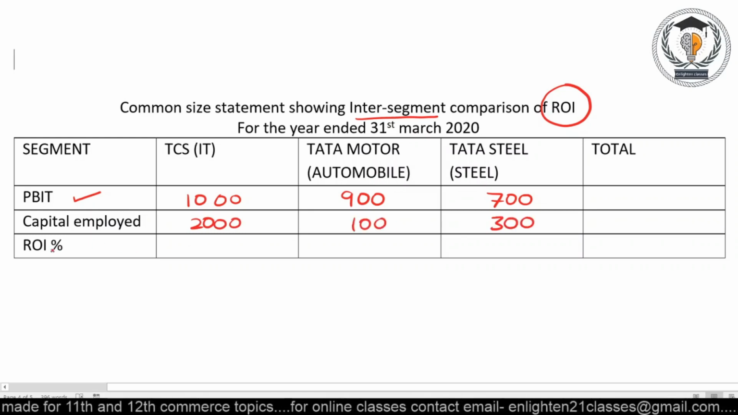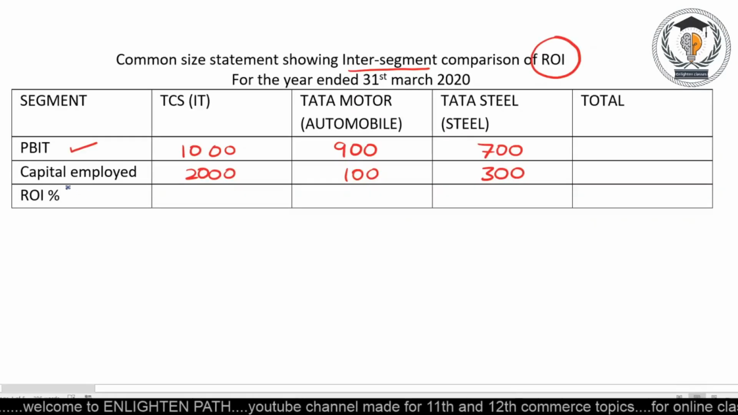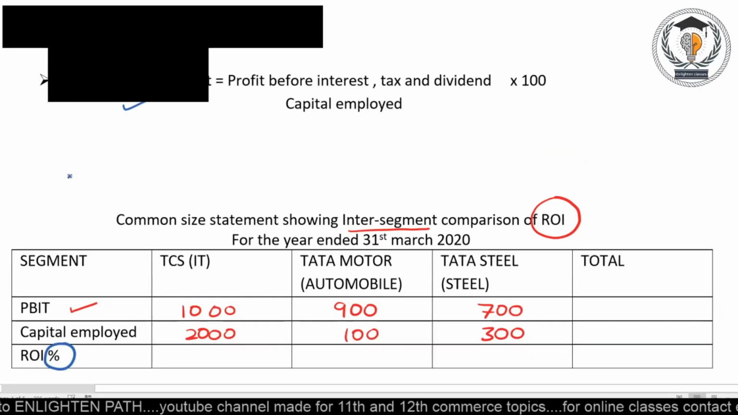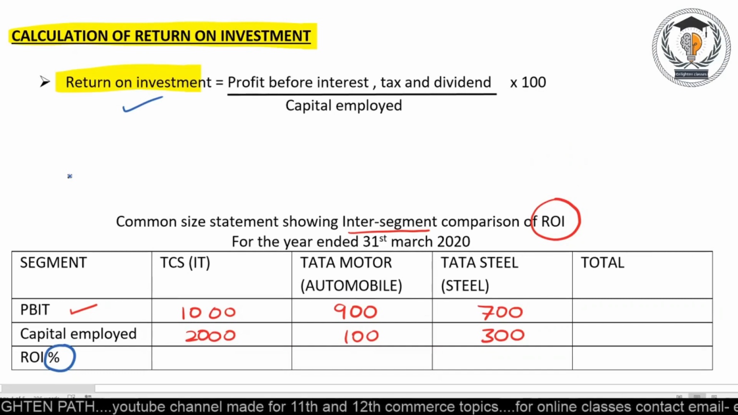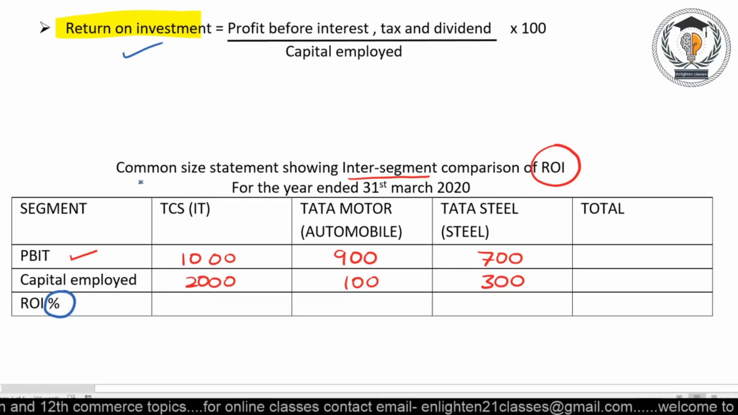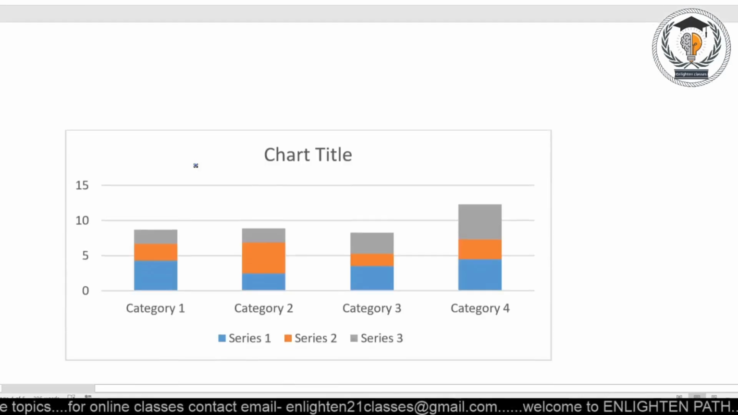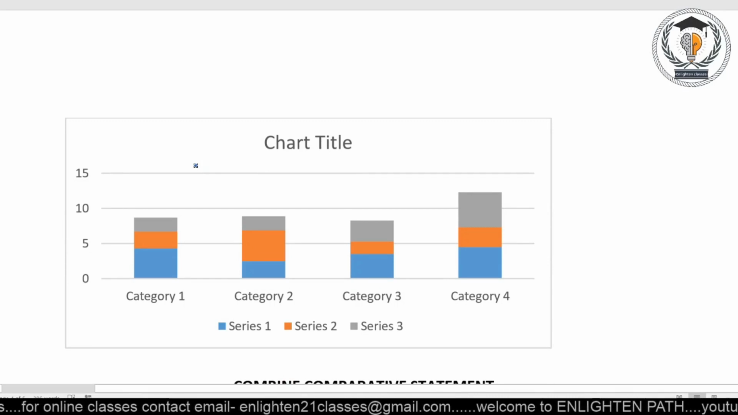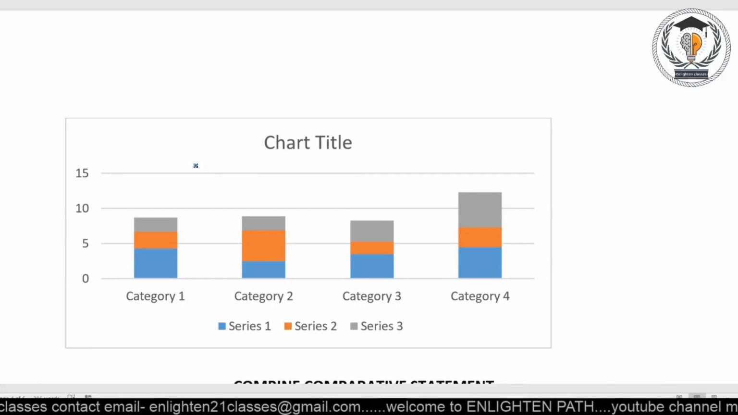And now you have to find out the return on investment, and return on investment will be in percentage. So how will we calculate return on investment? Above we did the formula: ROI is equal to PBIT upon capital employed into 100. So we have this information, PBIT and capital employed, so we will put it in the formula and we will get the return on investment. Now after finding it, we have to make a bar graph. And from where can we make the bar graph? I told you about commonninja.com, a website. From there you will put all the information and you will get a proper bar graph.